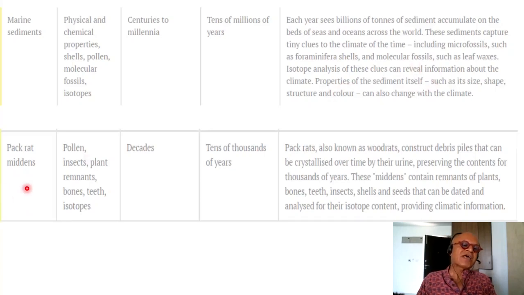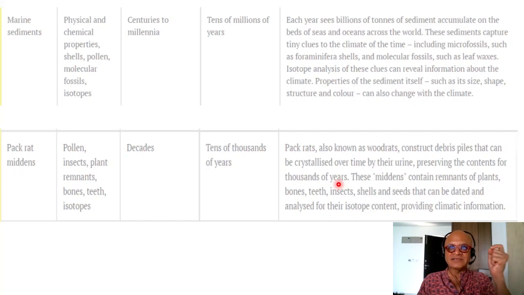Okay, pack rat middens. They record pollen, insects, plant remnants, bones, teeth, isotopes. We will see how this happens. They can work for decades with tens of thousands of years of information. Pack rats, also known as wood rats, construct debris piles that can be crystallized over time by their urine, preserving the contents for thousands of years.